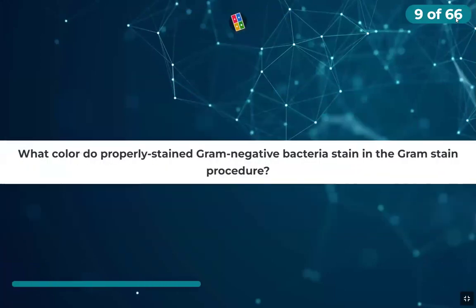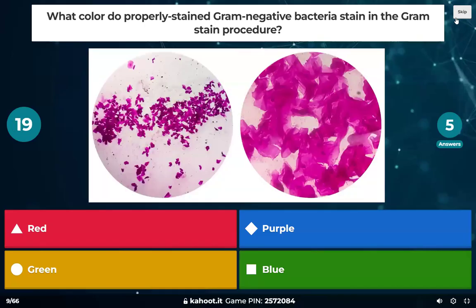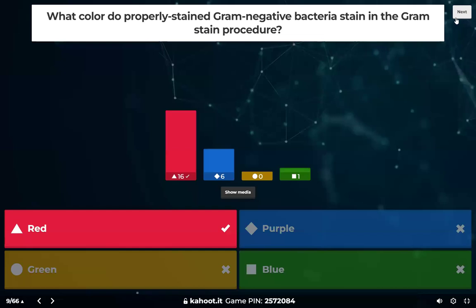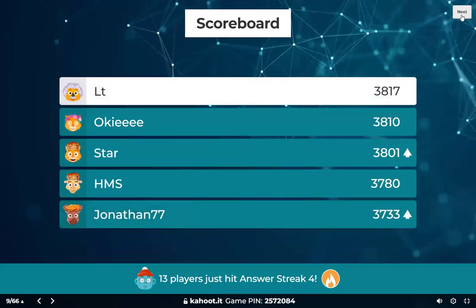Okay, so what color do properly stained gram-negative bacteria stain in the gram stain procedure? Some of these pictures are just pictures. If I think they're important, I'll tell you guys. This is just a picture. All right. Negative is going to be red. That's our negative color. Purple is positive, right? You can think of red as being pink if you like, because it looks pink, but red definitely doesn't look like purple, right? So keep that in mind.